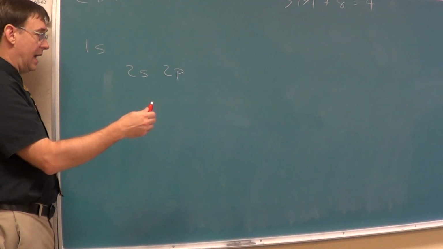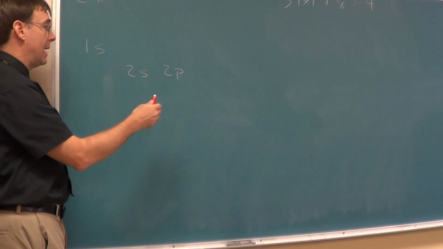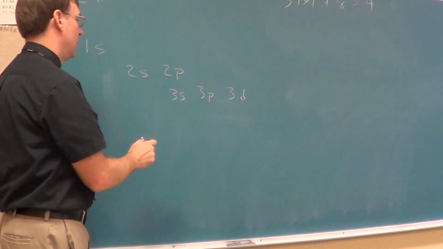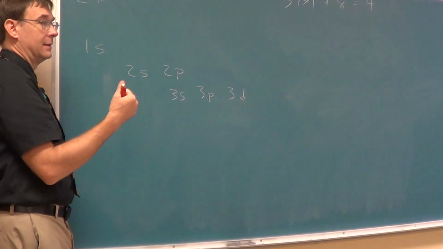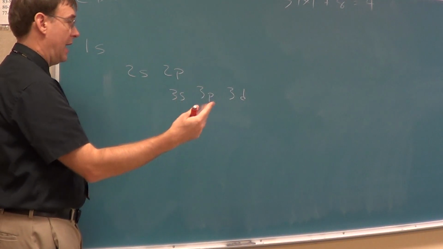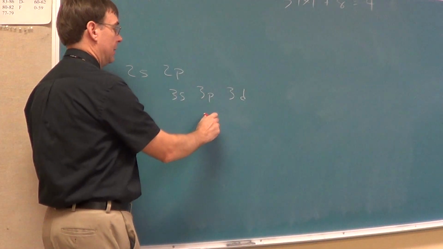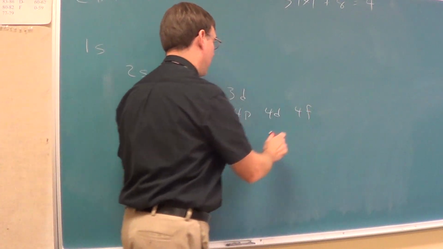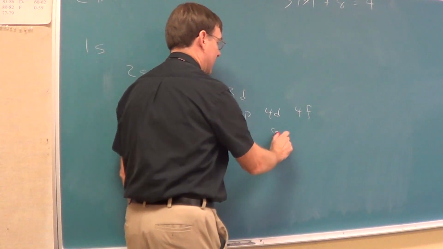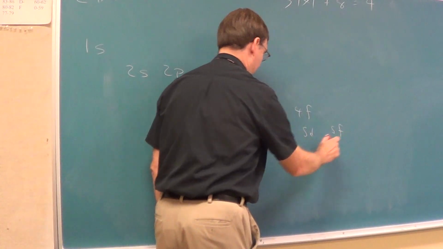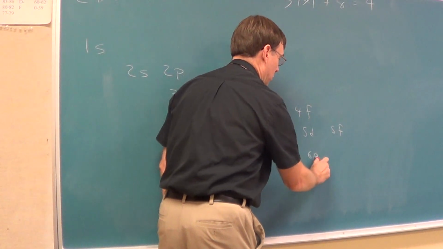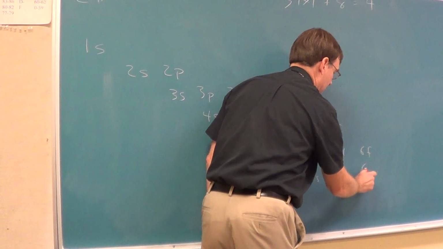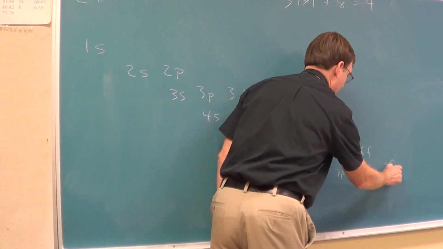3S, 3P. S, P, and D. Where should I start the 3S? Under the 2P. So 3S, 3P, 3D. Then 4 has 4S, 4P, 4D, 4F. S, P, D, F. Where should I start the S? Under the 3P. So S, P, D, F. And then every other level, we just keep doing this. S, P, D, F. 6, S, P, D, F. 7, S, P, D, F.